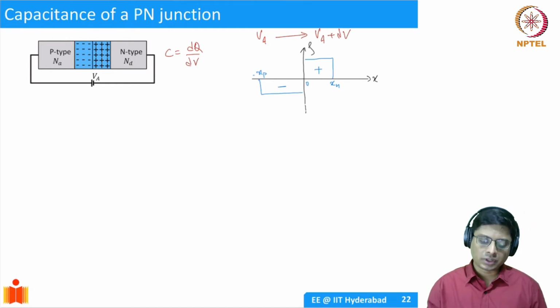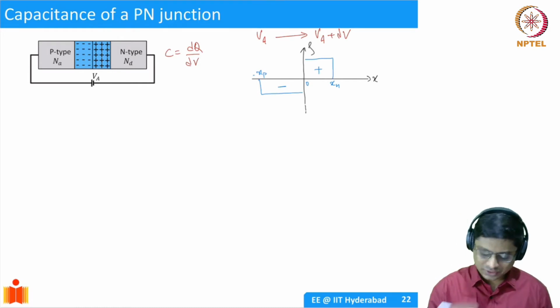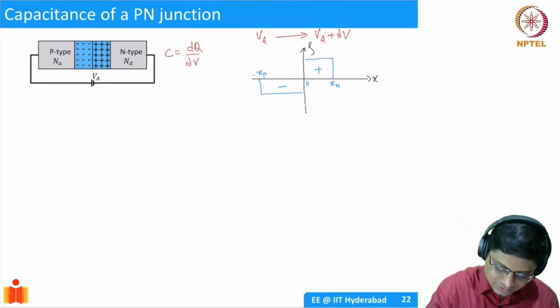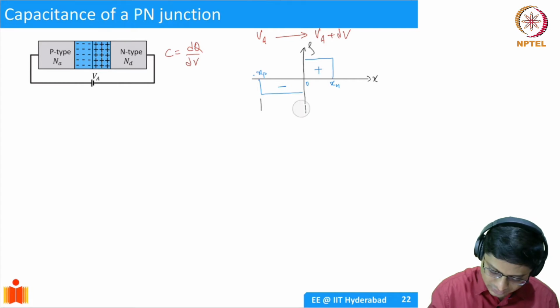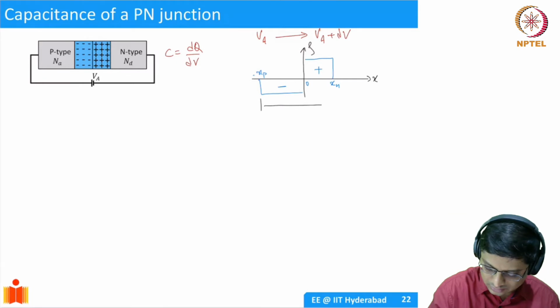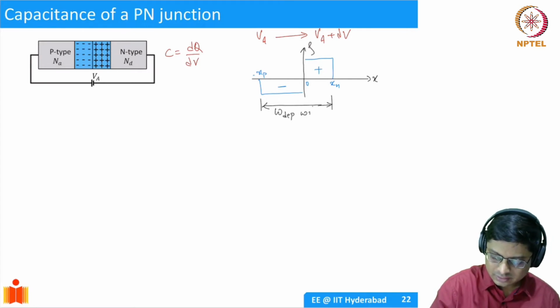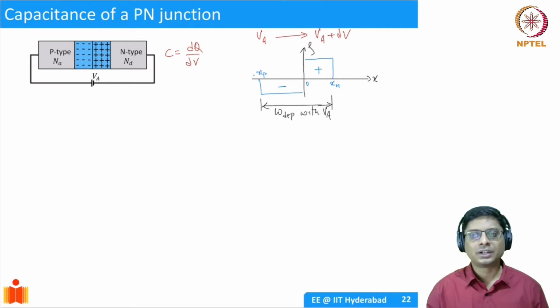So now what we want to understand is, this is, let's say, at a certain voltage. Let's say this is the width. I'll trace the small thing here, and I'll say that this is my width, W depletion with applied voltage VA. Okay, I do that. Applied voltage VA.